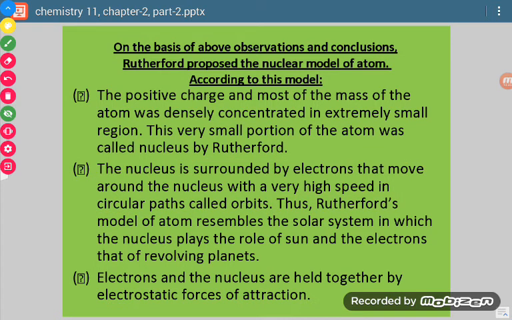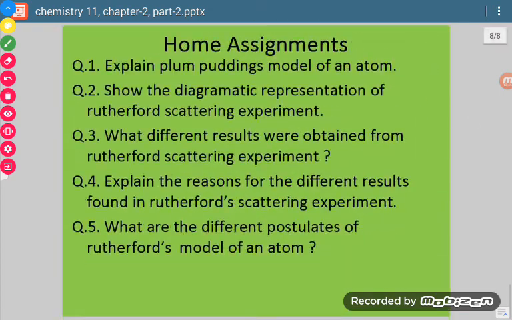Now the third thing: electrons and the nucleus are held together by electrostatic force of attraction. Electrostatic force of attraction means the attractive force between oppositely charged ions. So oppositely charged ions are attracted by electrostatic force of attraction.